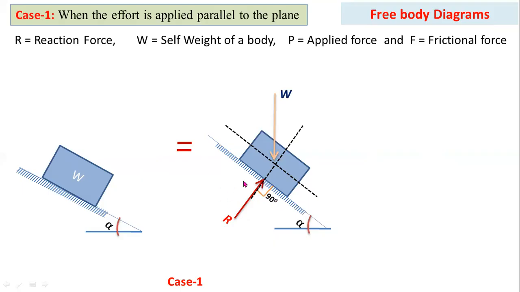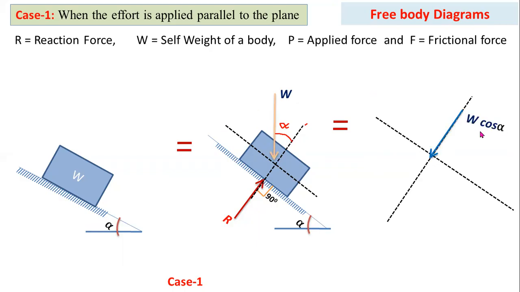Now you have to consider the reference axis. Now you have to convert this self weight W into two components, along the parallel plane and the normal plane. This self weight W makes an angle alpha with respect to the normal reference axis. Now you have to convert this self weight W along the normal and along the parallel axis.